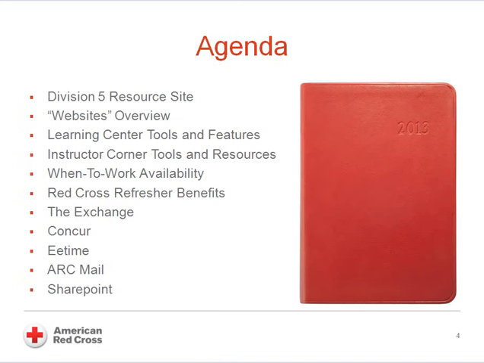The agenda for this session includes a Division 5 resource site review. We're also going to talk about each of the website purposes. We're going to go over the Learning Center, which is also known as SABA, the Instructor Corner tools and resources. I'm going to talk about how to post your availability and when to work, and the benefits of the Red Cross Refresher site. I'm going to go over the Exchange intro website and the two subcategories of the Exchange, which are Concur for travel and e-time to post your time card.